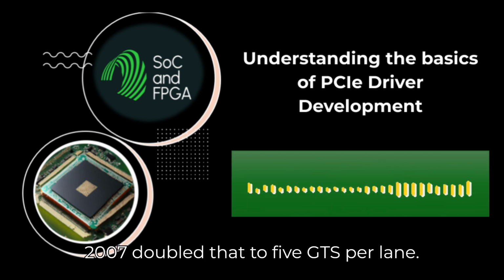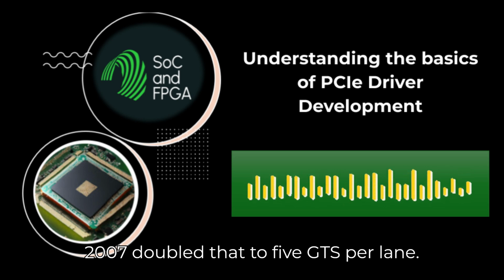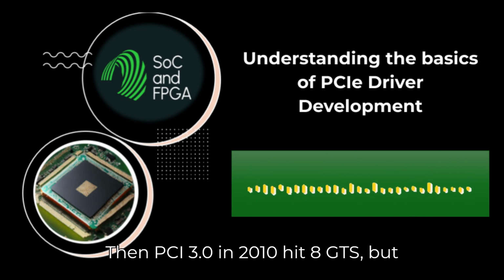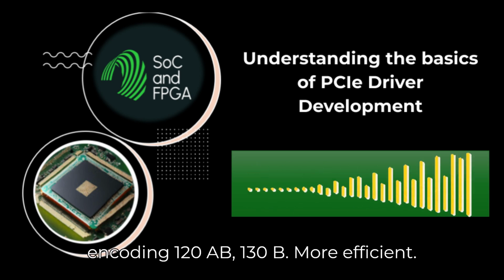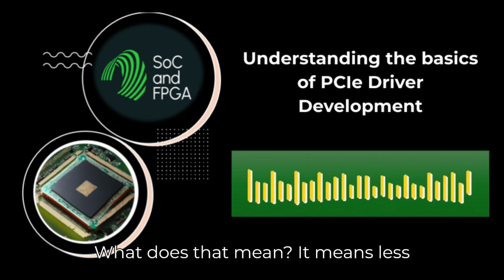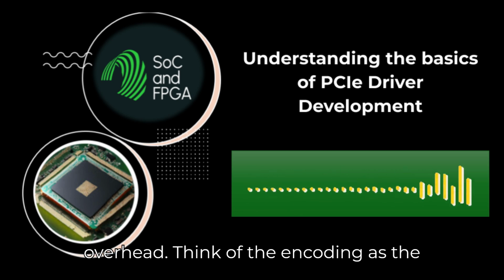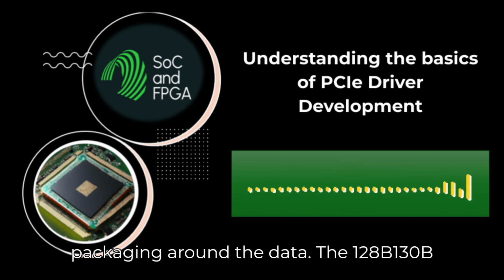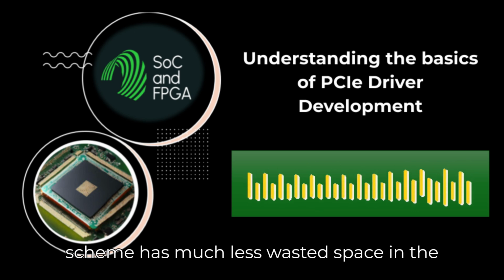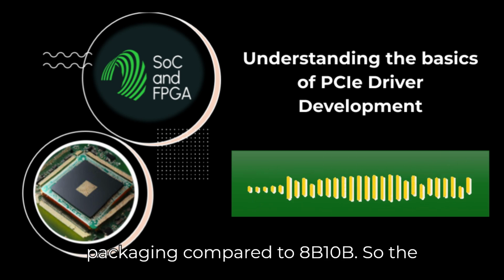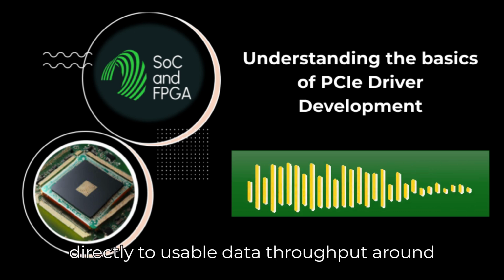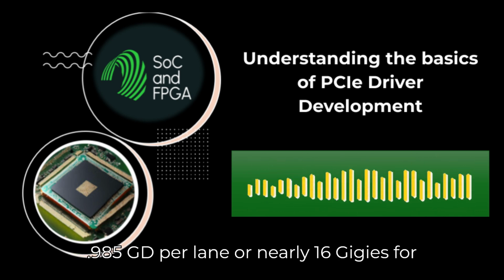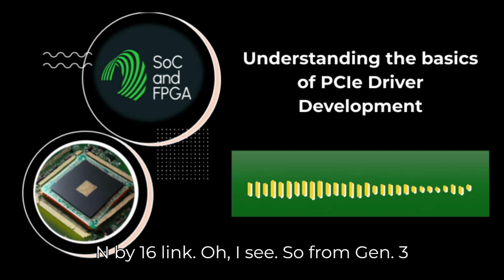Okay. PCIe 2.0 in 2007 doubled that to 5 GT/s per lane. Then PCIe 3.0 in 2010 hit 8 GT/s, but crucially, it switched to a more efficient encoding, 128B/130B. More efficient. What does that mean? It means less overhead. Think of the encoding as the packaging around the data. The 128B/130B scheme has much less wasted space in the packaging compared to 8B10B. So the 8 GT/s transfer rate translated almost directly to usable data throughput, around 0.985 GB/s per lane, or nearly 16 GB/s for an x16 link.